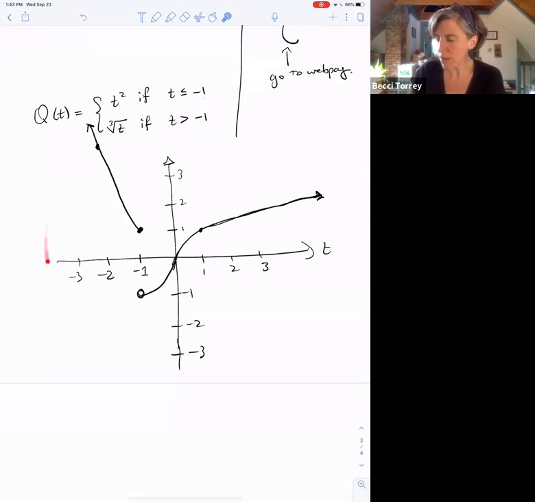Okay, so this is our graph for y equals t squared if t is less than or equal to -1, and cube root of t if t is bigger than -1.